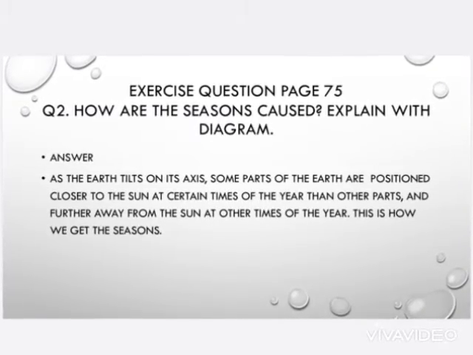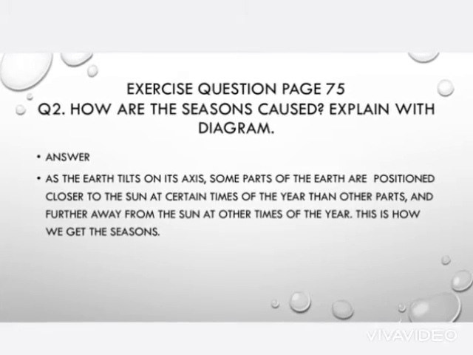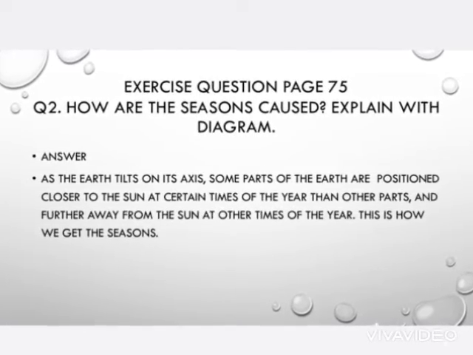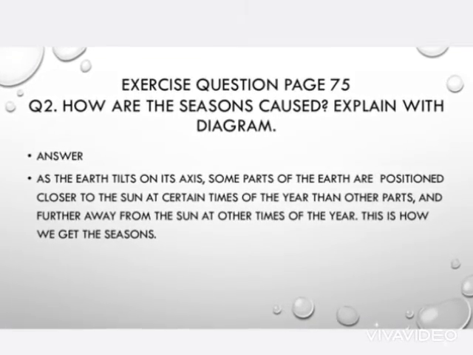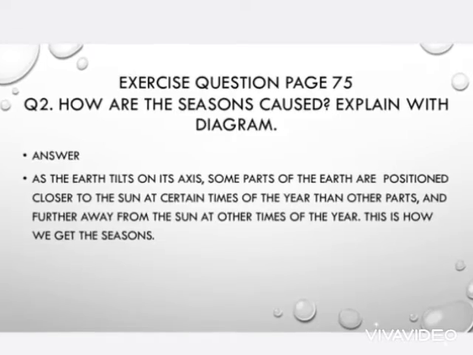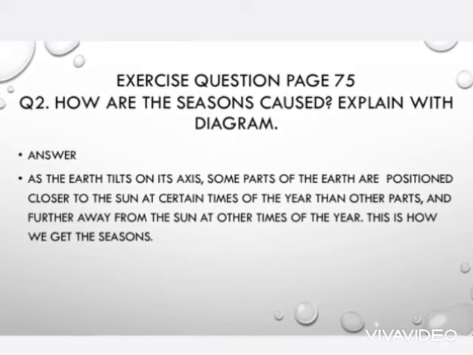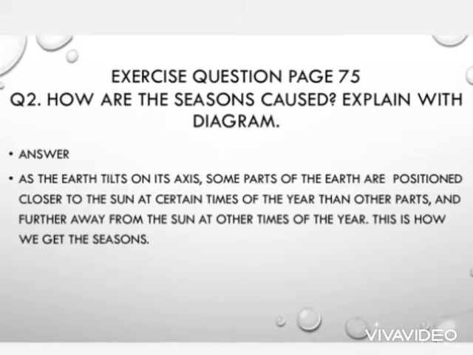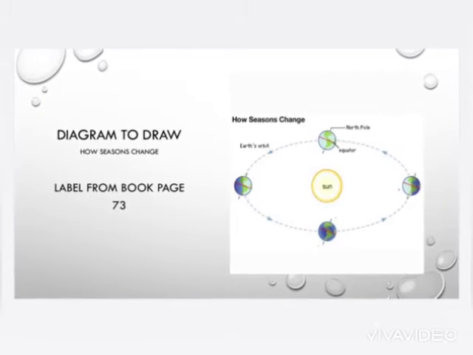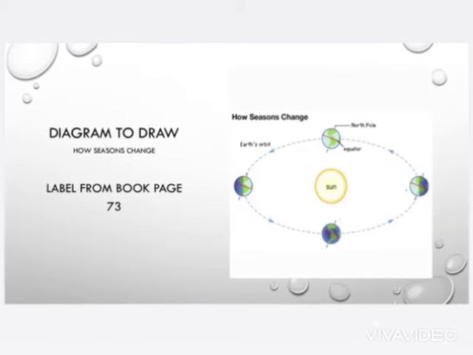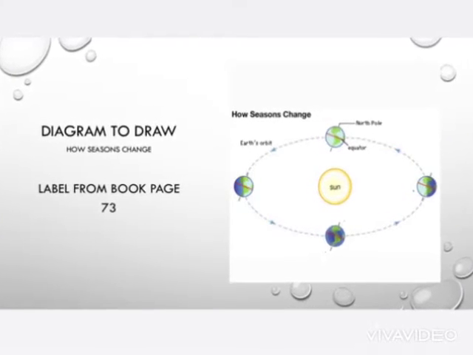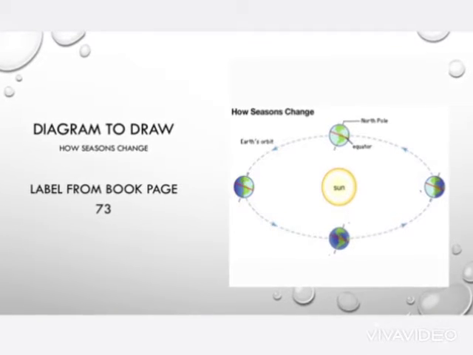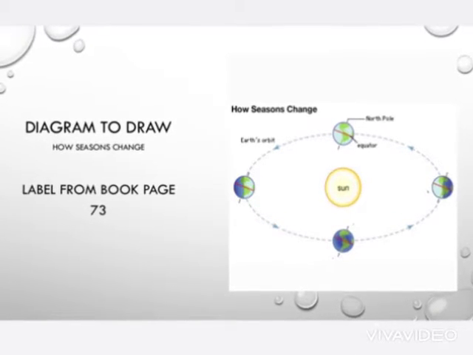Next is question number 2. How are the seasons caused? Explain with the diagram. The answer is, as the earth tilts on its axis, some parts of the earth are positioned closer to the sun at certain times of the year than other parts, and further away from the sun at other times of the year. This is how we get the seasons. With this question you will draw this diagram, and I'm telling you again and again, this diagram is very important. So do practice this diagram in your notebooks or in your rough notebooks.